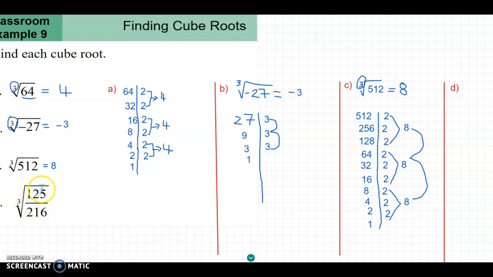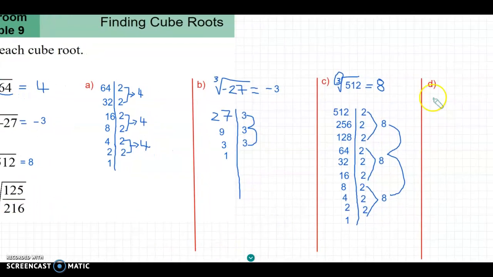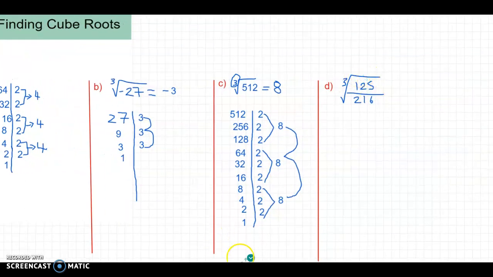The cubic root of 125 divided by 216. Okay, so let's take a look at this fraction. Remember, when we have the root of a fraction, we will have to take the cubic root for the numerator. That's the same as the cubic root of 125 over the cubic root of 216. We're going to take the roots of both the numerator and the denominator.